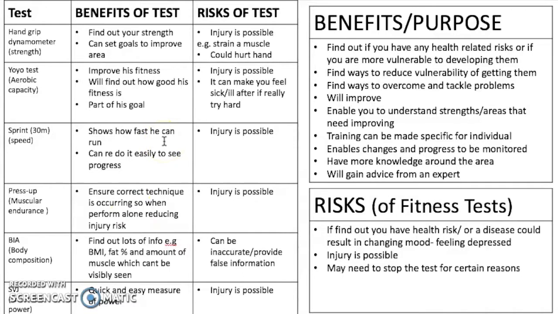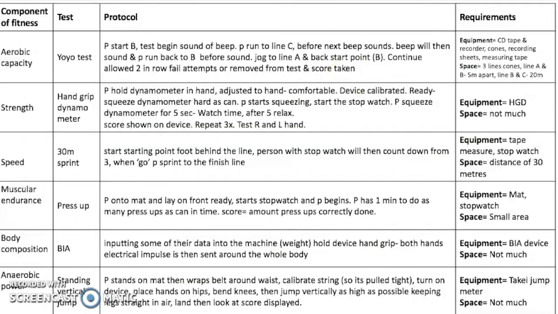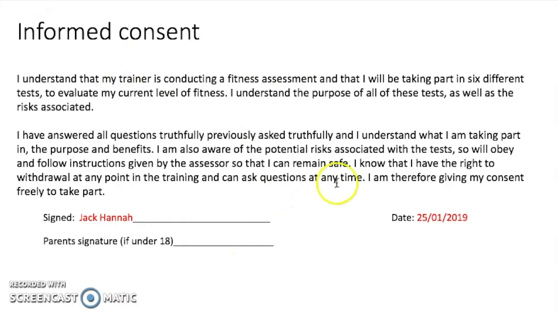When I first met him, I first of all asked him the questions. I then got him to fill out this questionnaire. I then explained what he would have to do and the protocol of each test. And here I've explained the benefits and the risks of the tests, so he understands what he's putting himself in for and that he can pull out if he doesn't want to do it. So here I've got the benefits of each of the tests, the purposes of doing the tests as a whole, and the risks of doing these fitness tests. I then got him to fill out this informed consent if he wanted to actually carry on and perform them.